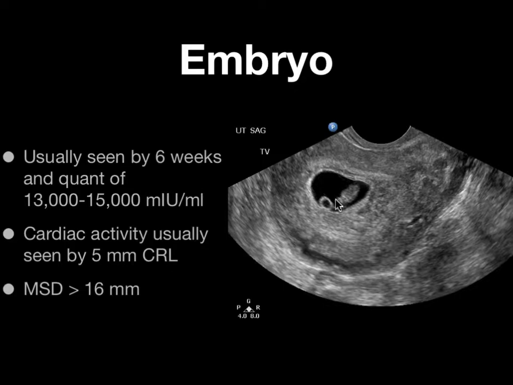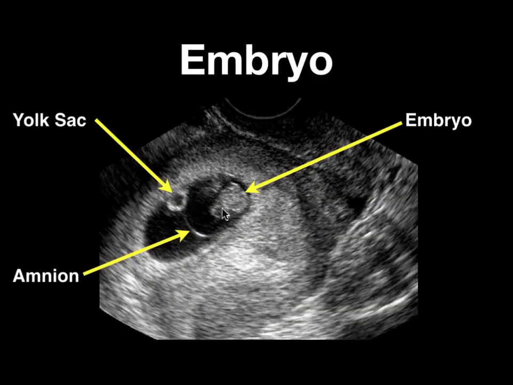If you have a crown rump length that's greater than 5 millimeters and you don't see cardiac activity, that's abnormal. You should also see the yolk or the embryo by a mean sac diameter of about 16 millimeters, and you should have seen the yolk sac by a mean sac diameter of 8 millimeters. Here we've got a coned-in view, but here you've got the embryo within the gestational sac. It's also within the amnion, and here you can see the yolk sac.